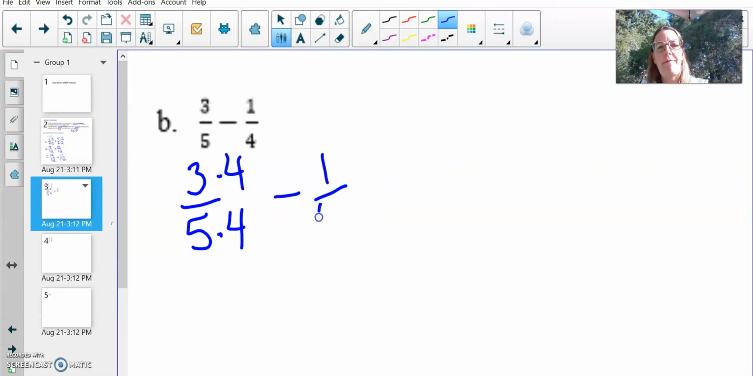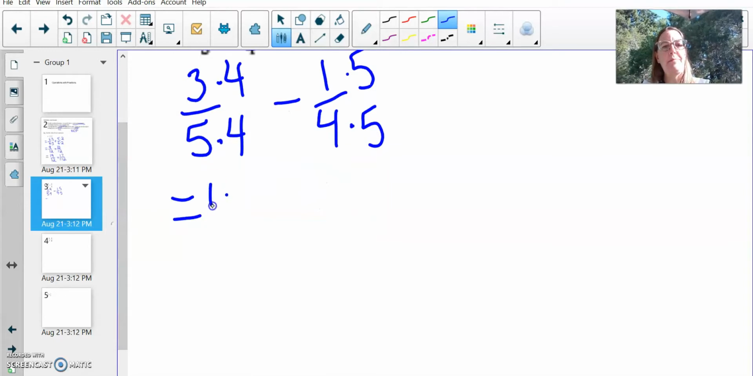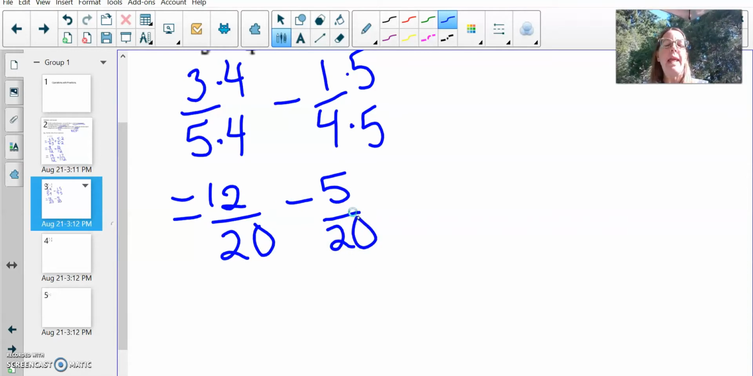minus 1/4 with a denominator of 20. I have to multiply both the denominator and numerator by 5. So my expression becomes 12/20 minus 5/20. Now I can go ahead and subtract the numerators. 12 minus 5 gives me 7, and the denominator stays 20.